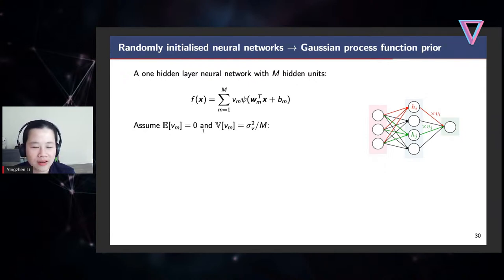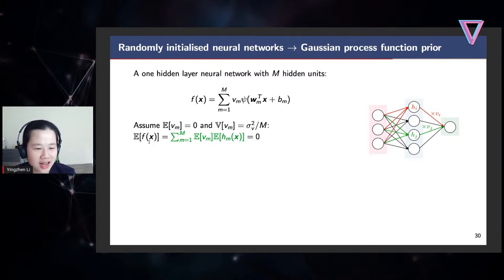Let's assume that we have some prior distribution on the output weight V, and assume it has zero mean and some variance. And importantly, this variance scales inversely with M, the number of hidden units. This is important because we are going to apply a CLT. So let's compute the expectation and also the variance of the function using this assumption.